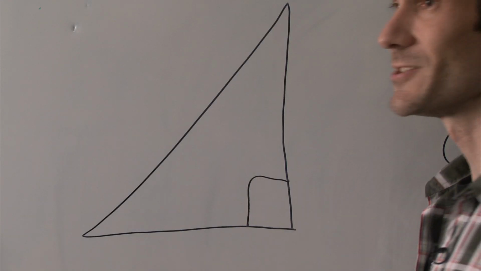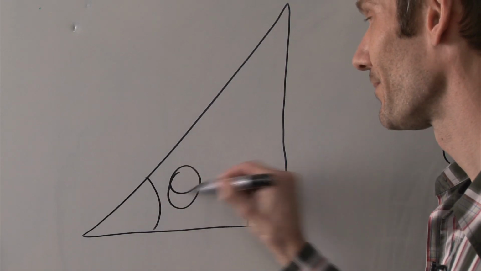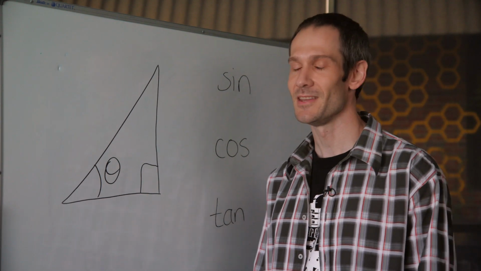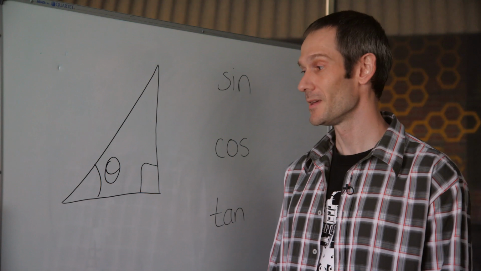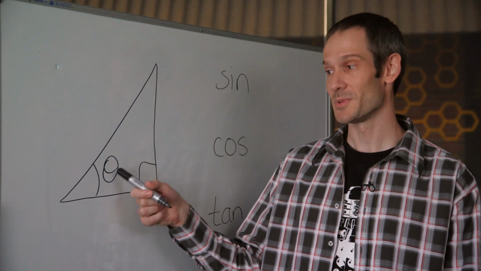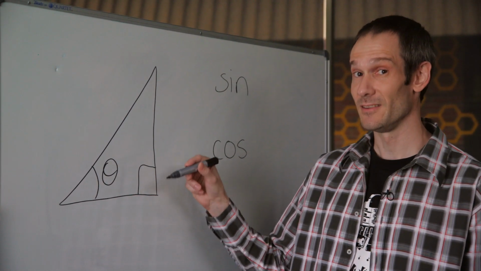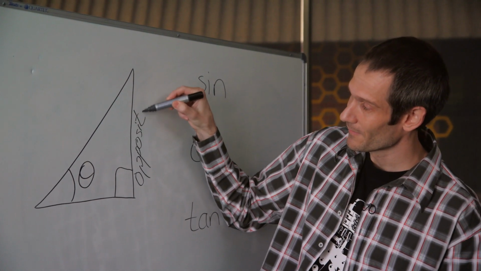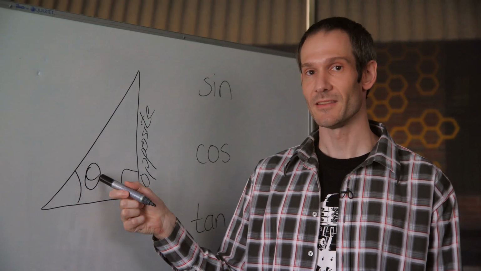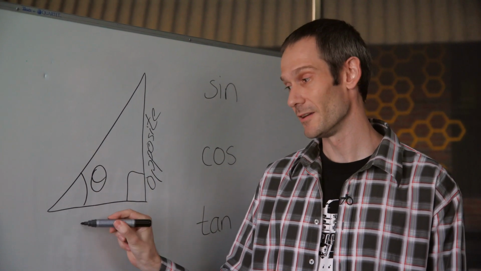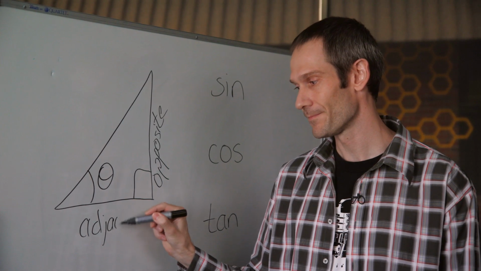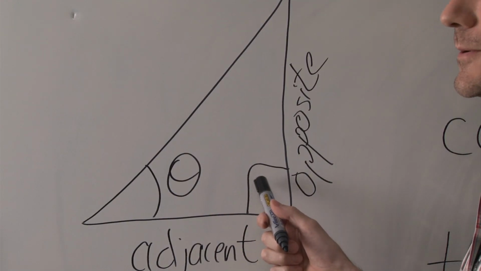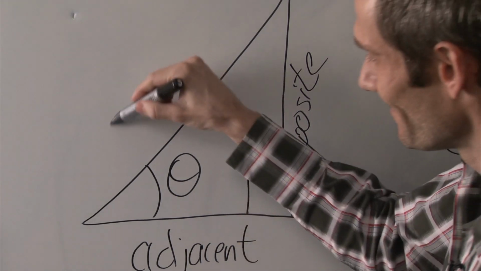Let's also assume that this triangle contains the angle theta. With respect to theta, we classify the sides as being either the opposite, the adjacent, or the hypotenuse. So, the side which is opposite the angle theta is denoted as the opposite side. The side which is adjacent, that is next to our angle theta, is denoted as our adjacent side. And the remaining side, which is opposite our right angle, is denoted as the hypotenuse.